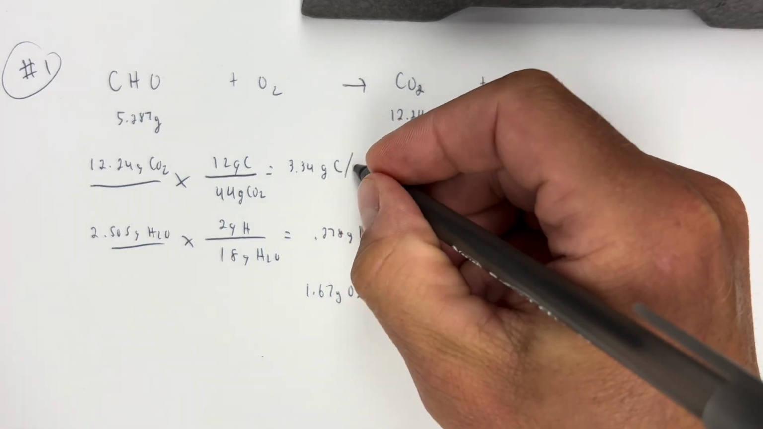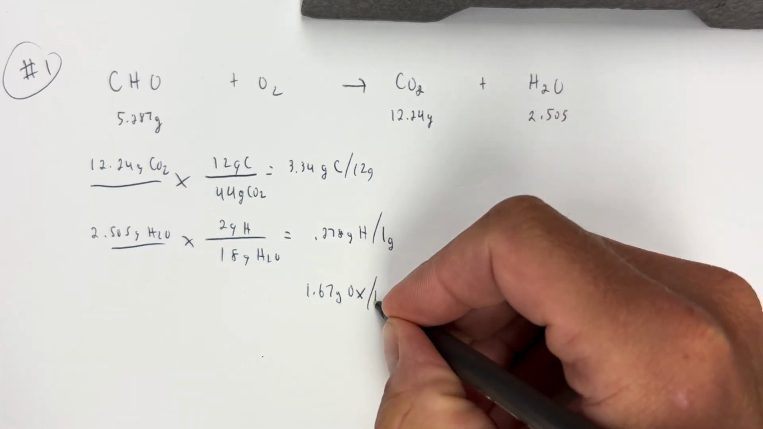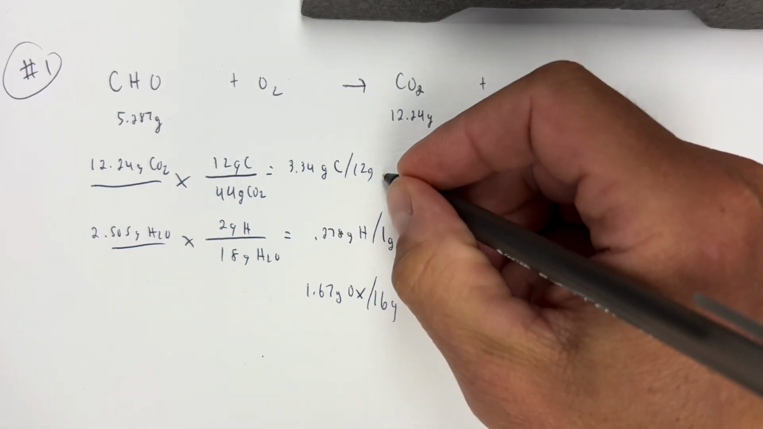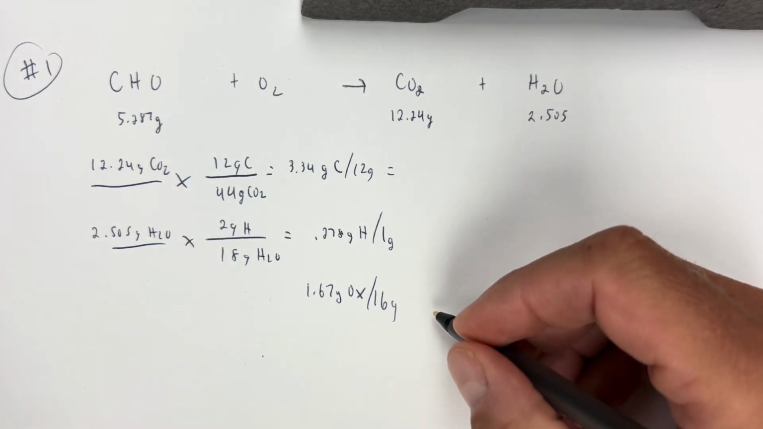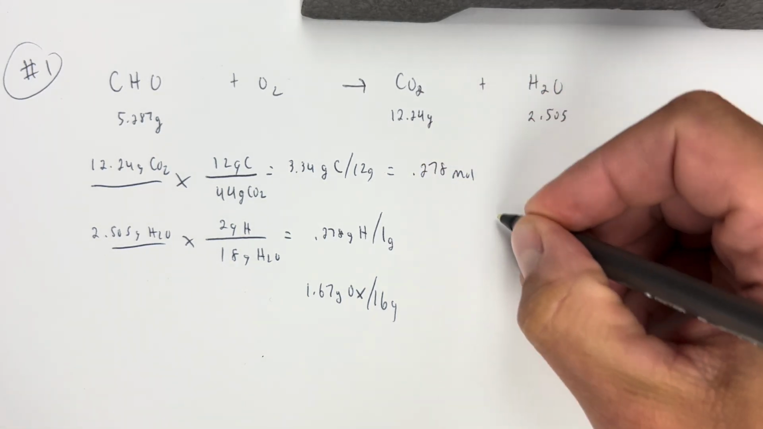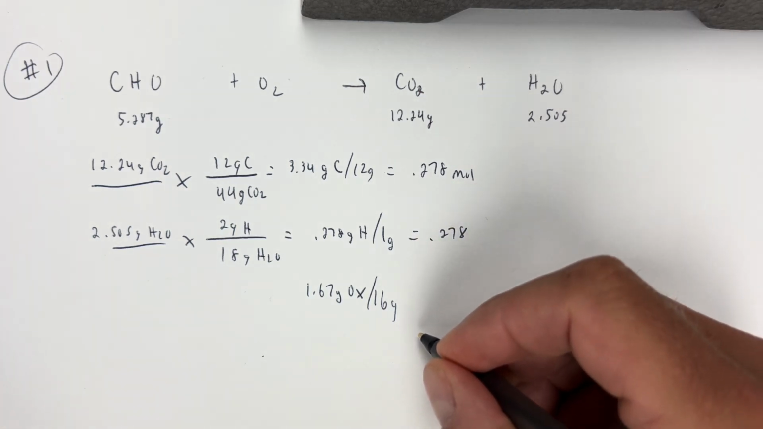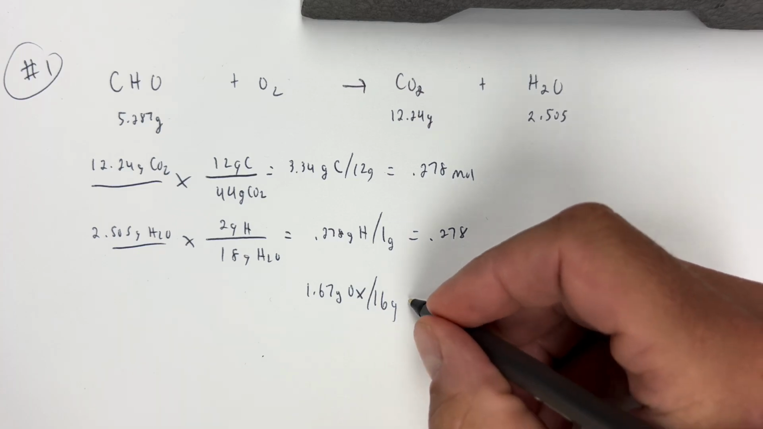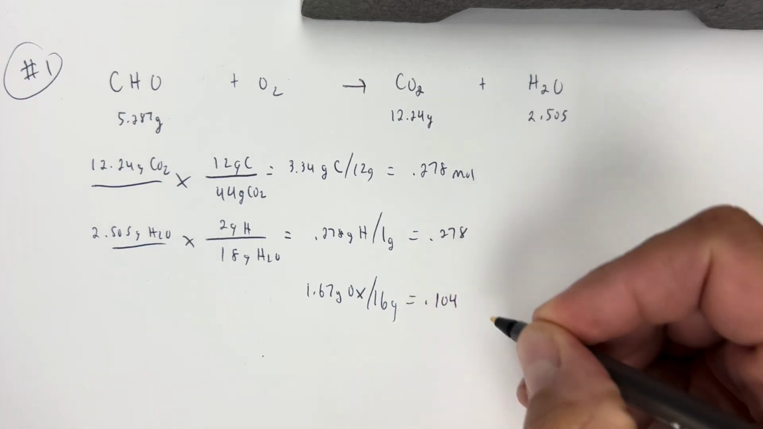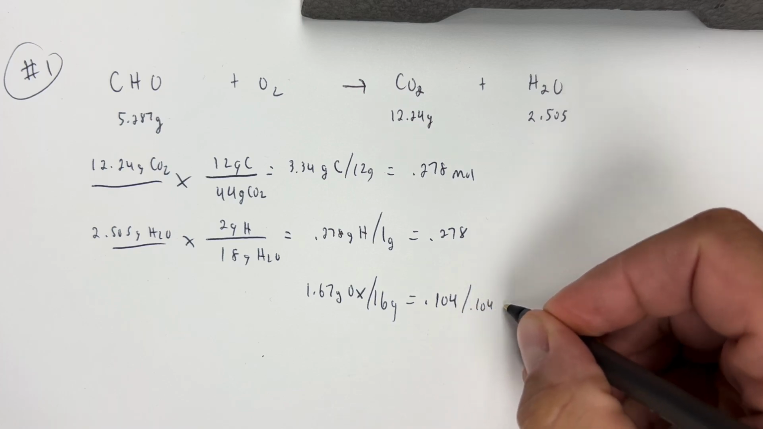Turn these into moles, so divide this by 12, divide this by 1, and divide this by 16. Again, those are just the mass off the periodic table to get moles. So carbon's moles are 0.278. Hydrogen's moles are also 0.278, so we know those are a 1-to-1 ratio. And oxygen's moles are 0.104. Divide them all by the smallest, so divide by 0.104.